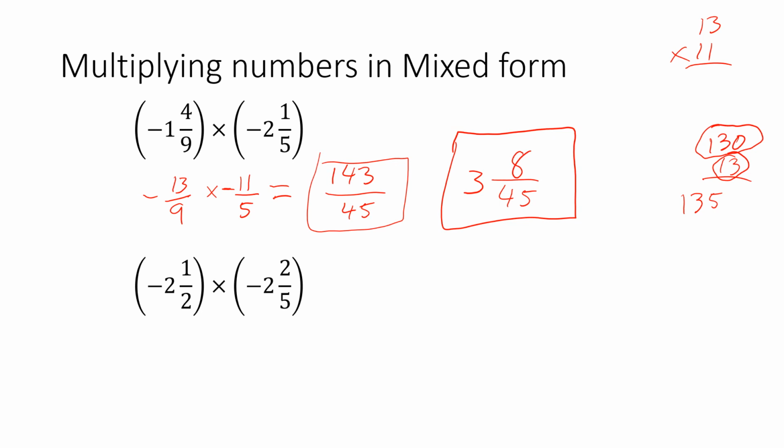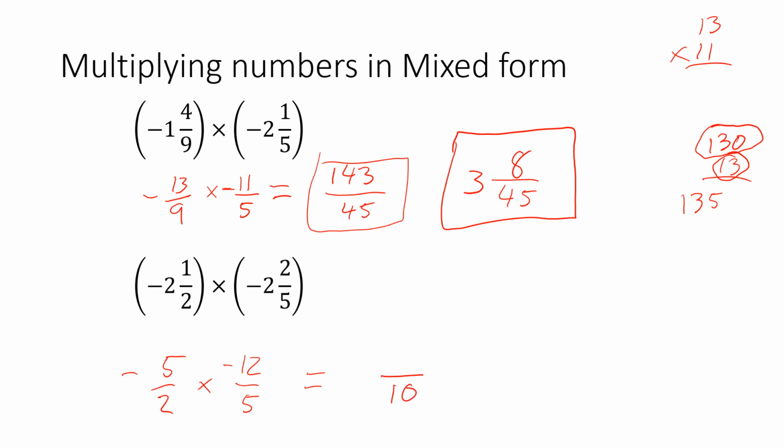Okay, last one right here. We're going to take in mixed form, put it into an improper fraction. 2 times 2 is 4, plus 1 is 5. Okay, still negative. 2 times 5 is 10, 11, 12. Still negative. Okay, multiply the tops. Negative and negative is a positive. So 5 times 12, and then 2 times 5. So 2 times 5, nice and easy hopefully, is just 10.